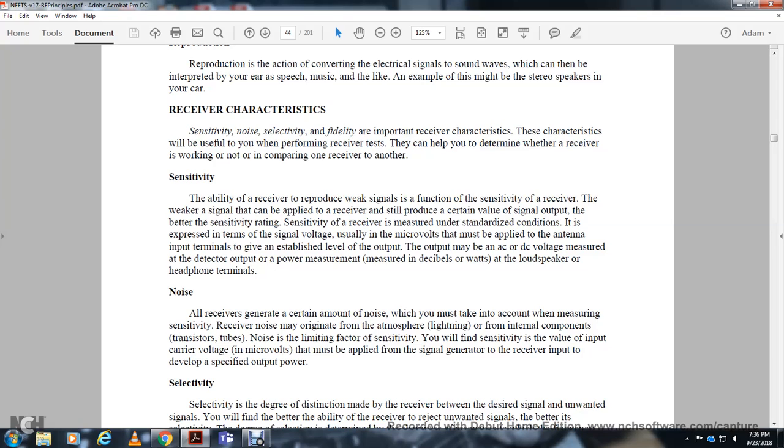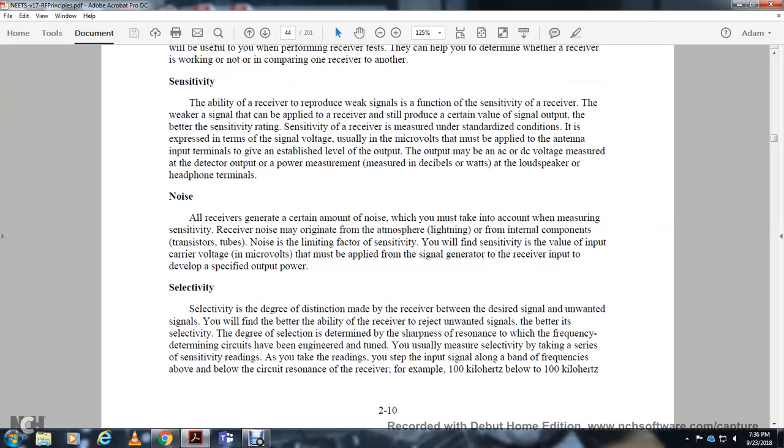The output would then be an AC or DC voltage measured at the detector output, or a power measurement in decibel watts at the loudspeaker or headphone terminals. Now, noise. All receivers generate a certain amount of noise, which we must take into account when measuring sensitivity. Receiver noise may be originated by the atmosphere, lightning, or internal components such as transistors and tubes.